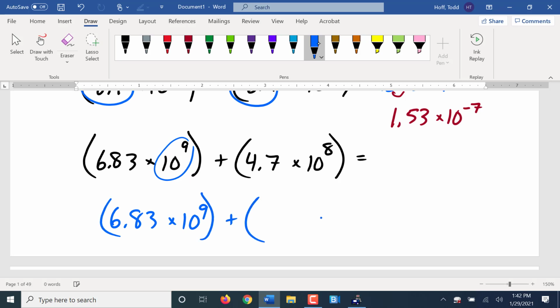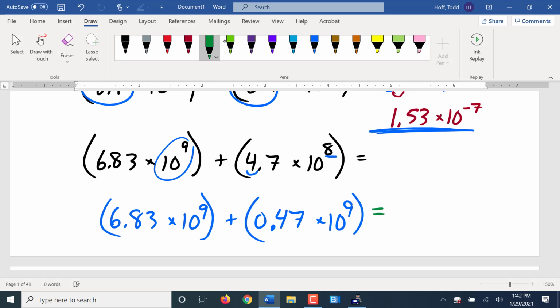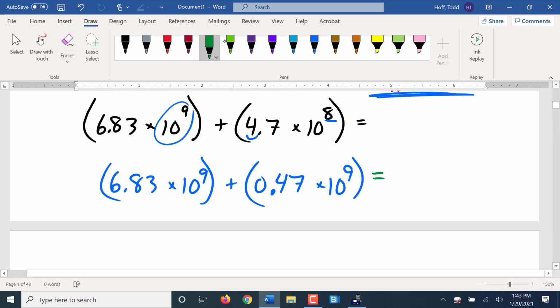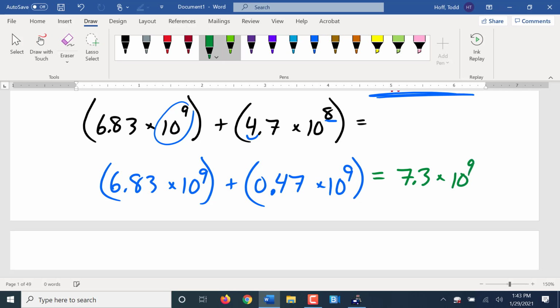This one, however, has to become 10 to the 9th. What's that? Yes. The exact opposite of what we did up here. Here the power got larger by 1. The number gets smaller by 1 place value, so it is 0.47. So now we add 6.83 plus 0.47 is 7.3 times 10 to the 9th. The power stays the same. Any questions on adding?